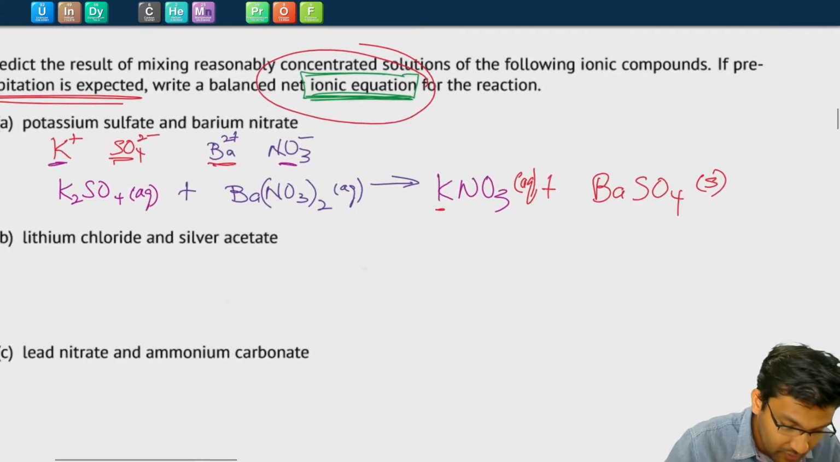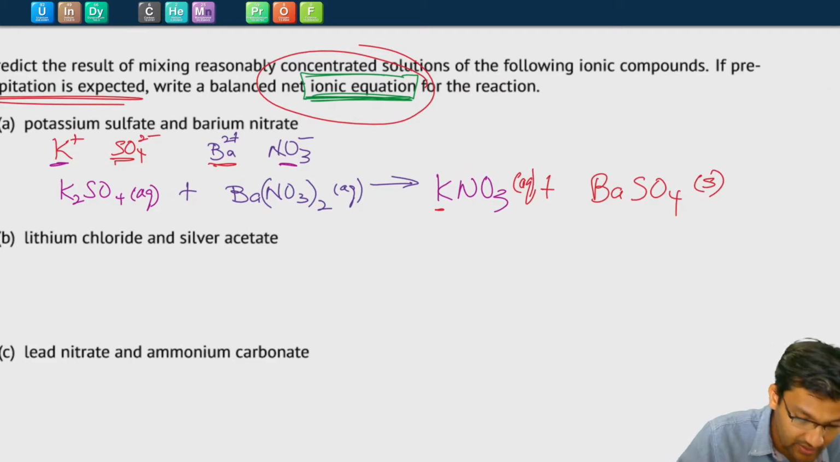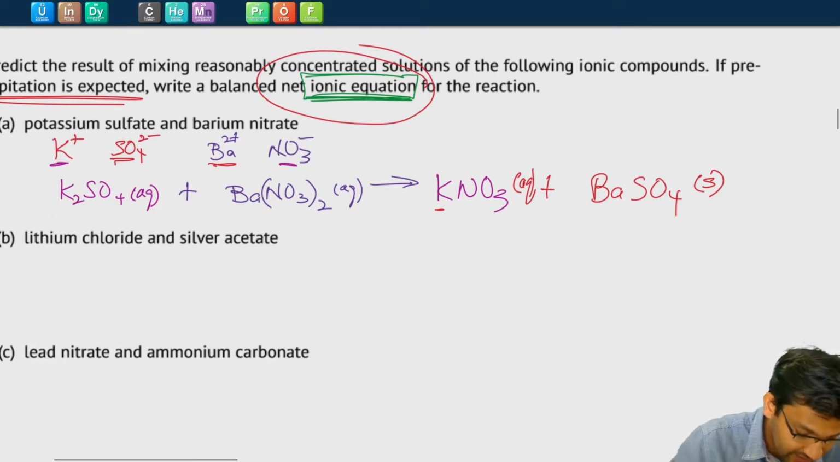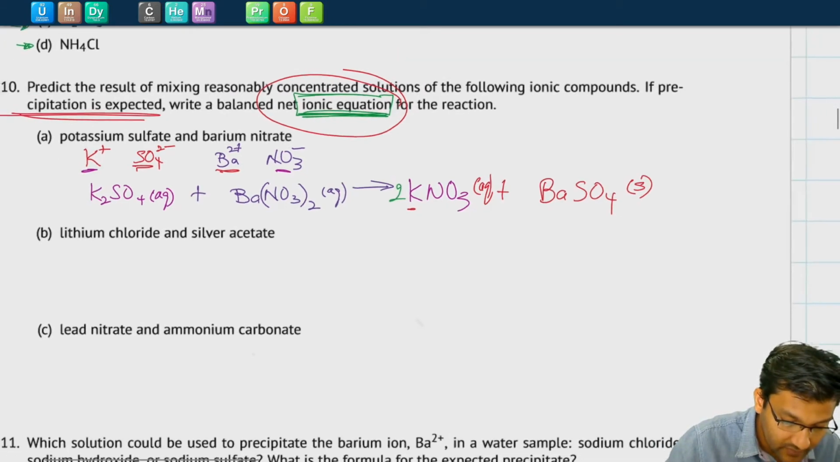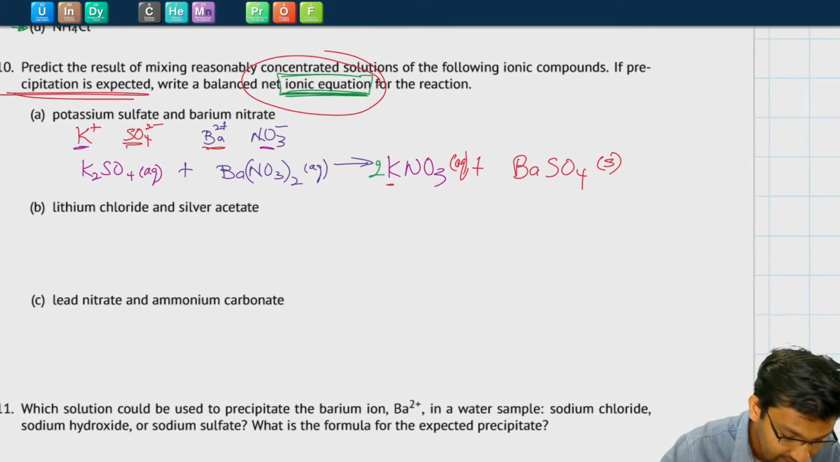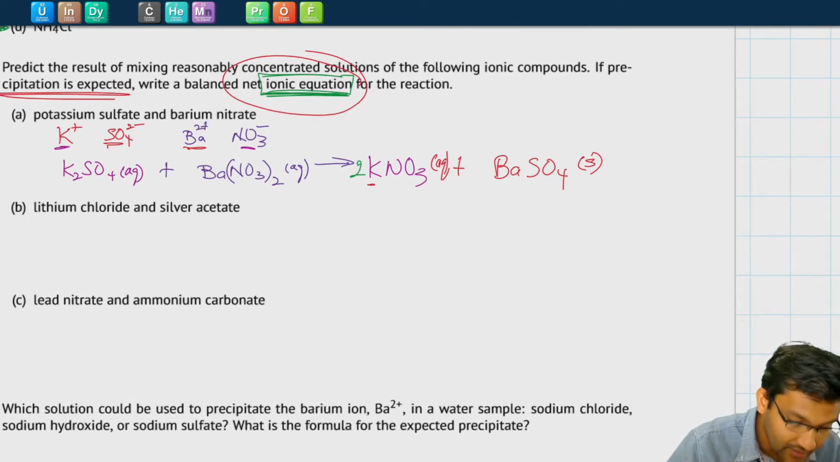Okay, so before we do the balanced net ionic equation, let's balance this equation first. So we have K2, but only one K on the right-hand side, so let's make that a 2. That gives us 2 NO3s. There are already 2 NO3s over here. There's one barium, one sulfate, so everything's balanced.